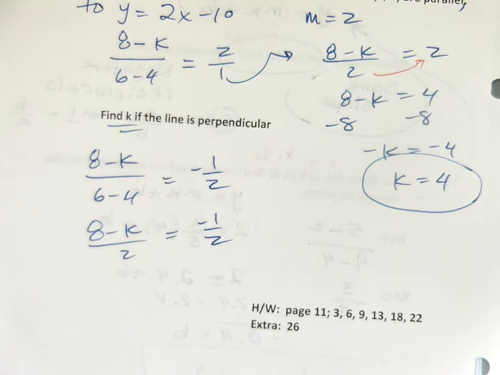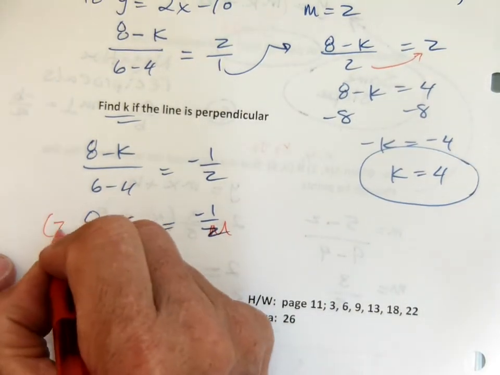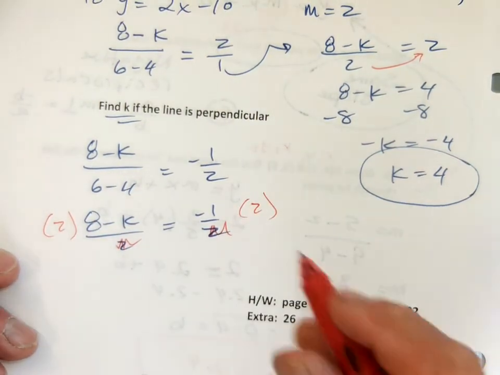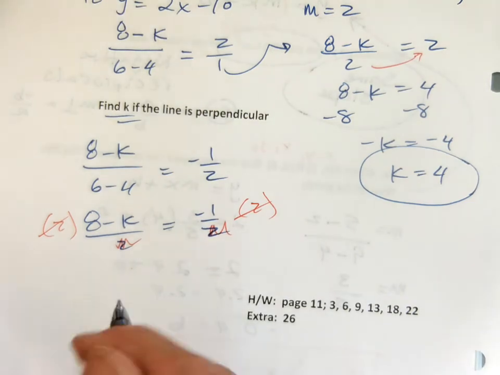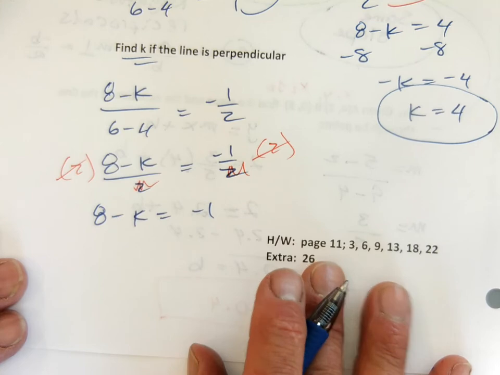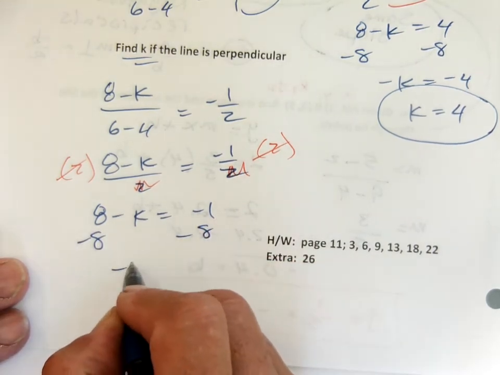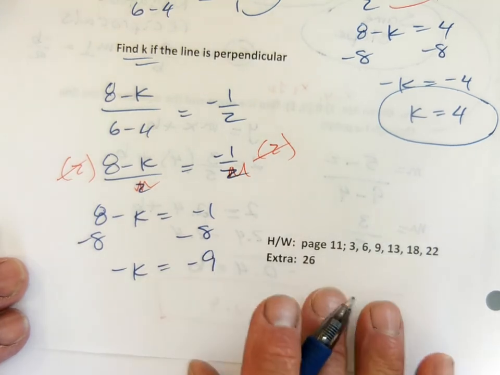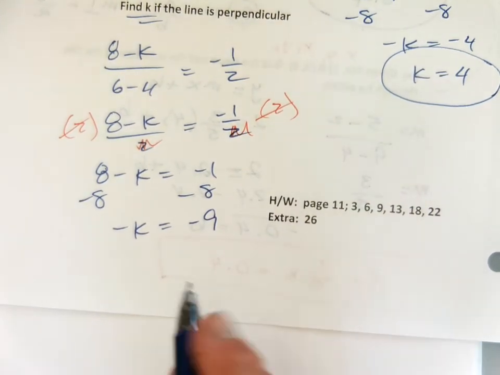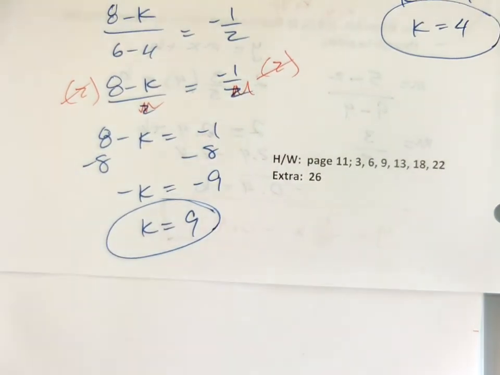And then I'm going to cross, oh, actually, you know what? I don't even need to cross multiply, do I? The 2's will cancel. You guys agree if I times both sides by 2? I almost did it the hard way, but let's just make it easy on ourselves, right? So 8 minus k equals negative 1. Minus 8, minus 8. Negative k equals negative 9. k equals 9. How's that?